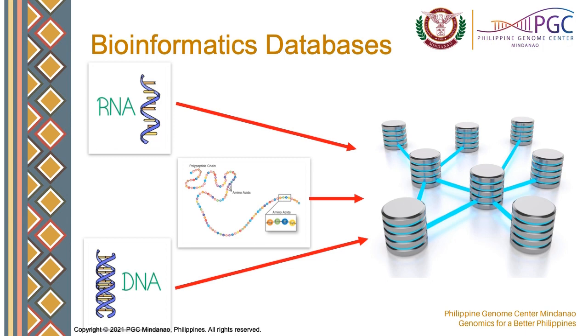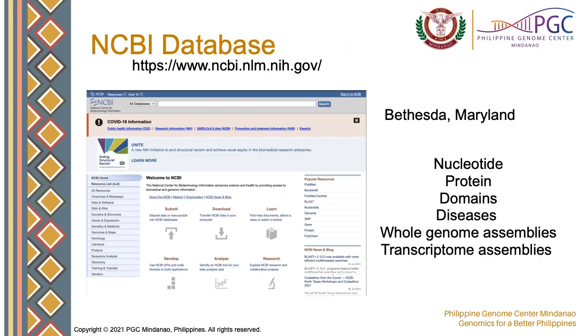Databases on bioinformatics include databases housing RNA sequence data, DNA sequence data, and protein sequence data, among others. The National Center for Biotechnology Information is the most extensively used and accessed database. It is housed in Bethesda, Maryland. It was founded in 1988 through legislation sponsored by Senator Claude Pepper. It is a repository for nucleotide, protein, domains, diseases, whole genome assemblies, transcriptome assemblies, and more.